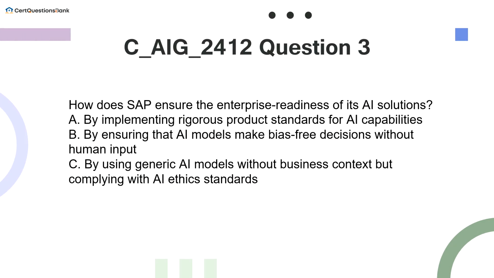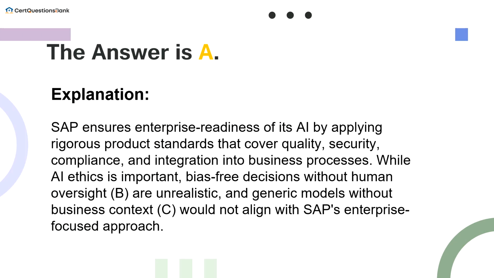How does SAP ensure the enterprise readiness of its AI solutions? A. By implementing rigorous product standards for AI capabilities. B. By ensuring that AI models make bias-free decisions without human input. C. By using generic AI models without business context but complying with AI ethics standards. The answer is A.